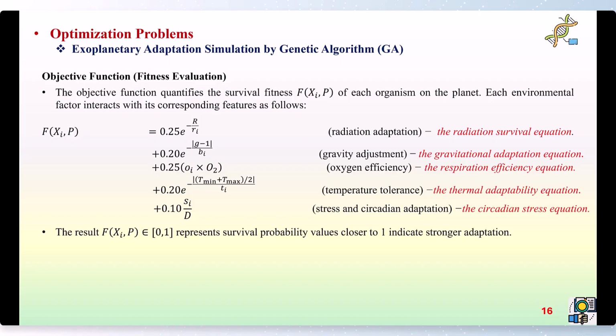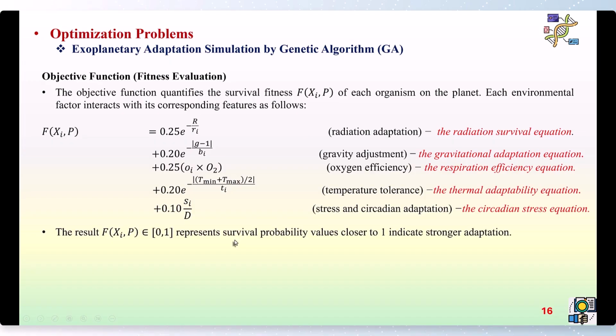Here we can see our objective function, which is the most important part here, and all the explanation before was for this section. The objective function quantifies the survival fitness of each organism on the planet. Each environmental factor interacts with its corresponding feature as follows. So we have 5 main equations with their related weights, as we can see, for each feature. We have the radiation survival equation, then the gravitational adaptation equation, then the respiration efficiency equation, then the thermal adaptability equation, and then the circadian stress equation. The result is going to be in the range of 0 to 1, which represents survival probability.